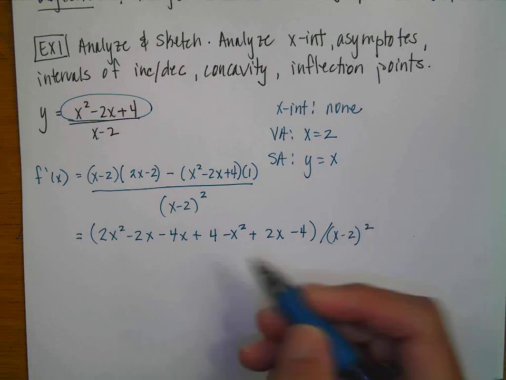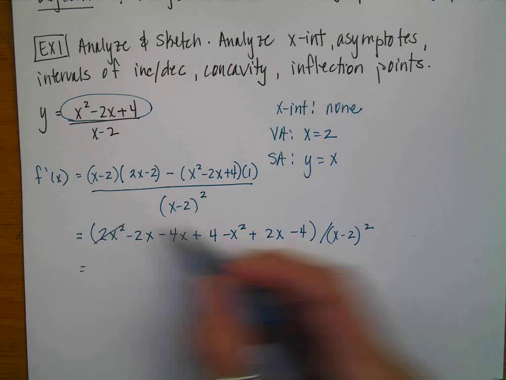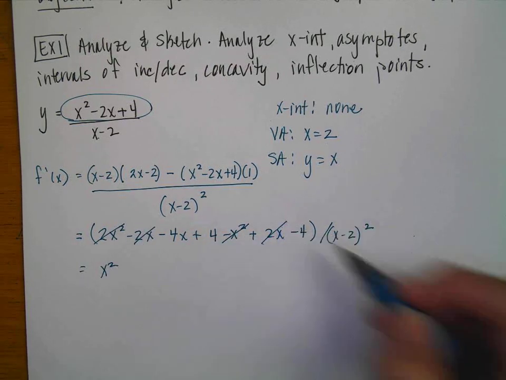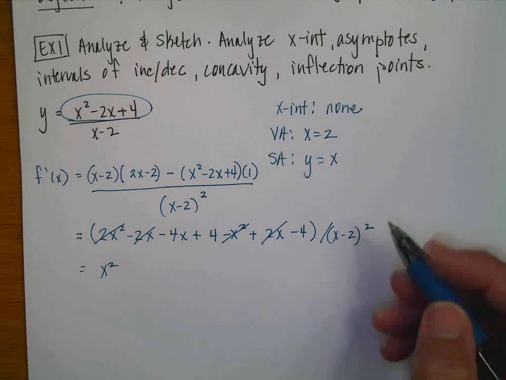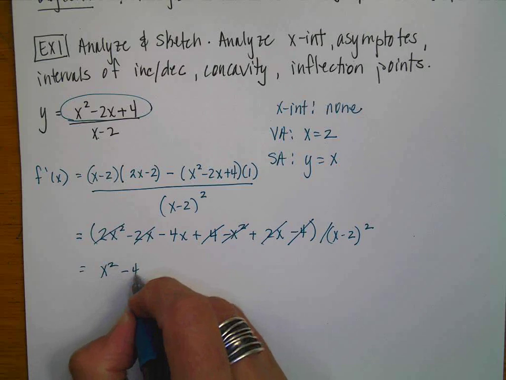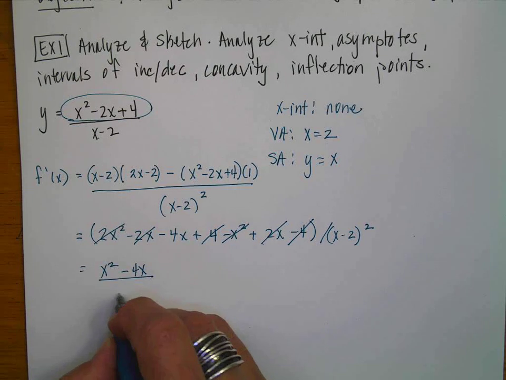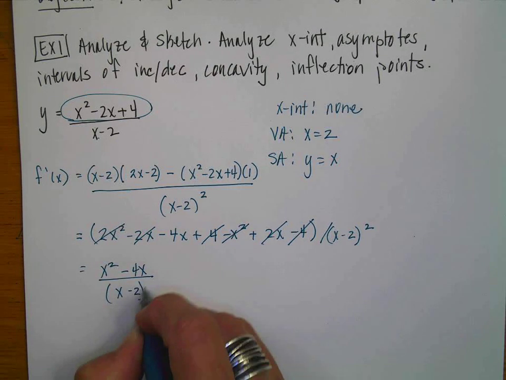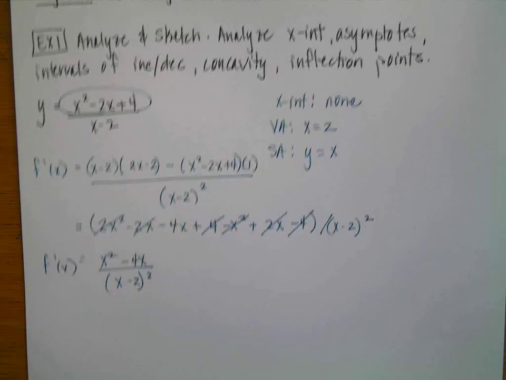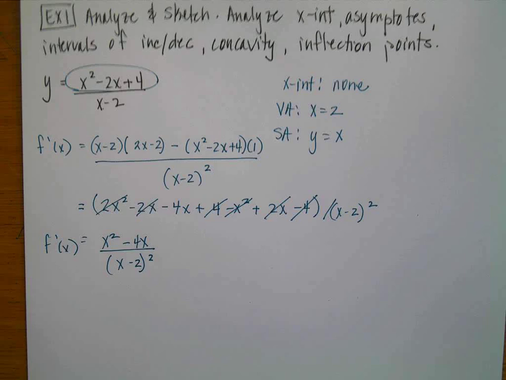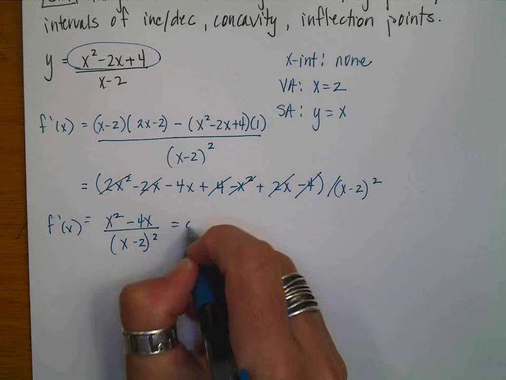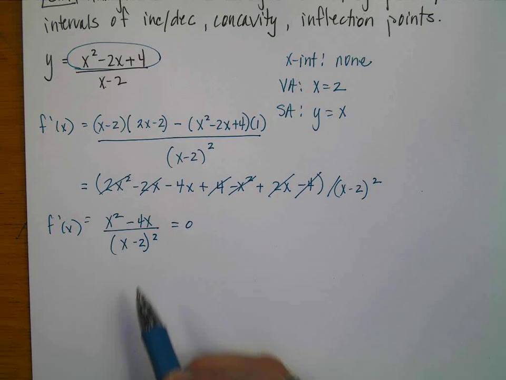Now if I try to clean up the numerator, 2x squared and x squared gives me an x squared. The 2x's cancel, and the 4's cancel, so I get x squared minus 4x over x minus 2 quantity squared. So that is my derivative. Remember that we are identifying our work, so that means showing what our work is, and I'm going to set that equal to 0.